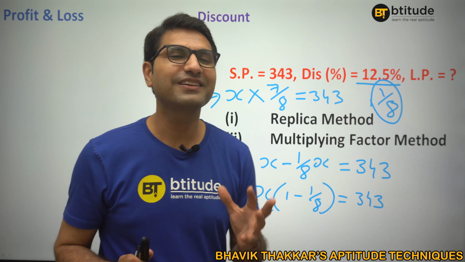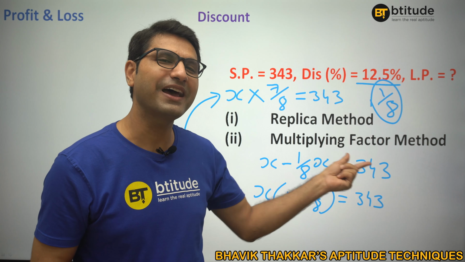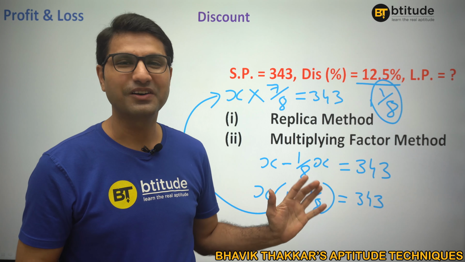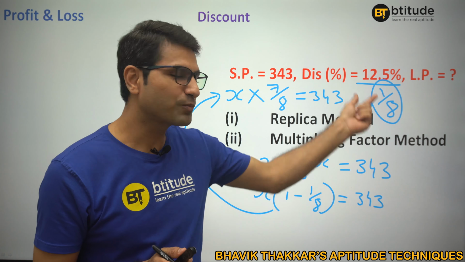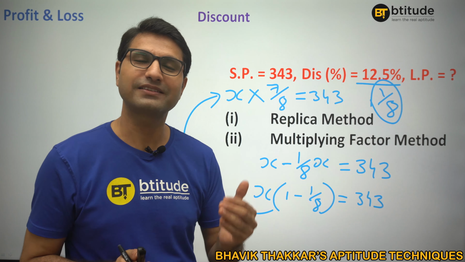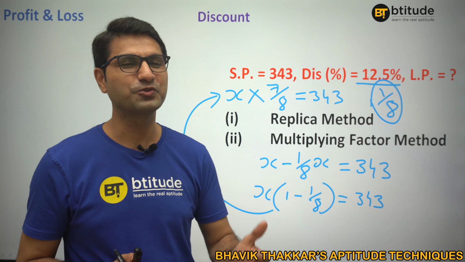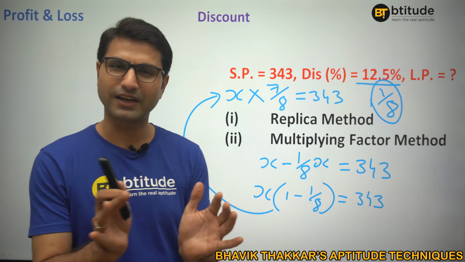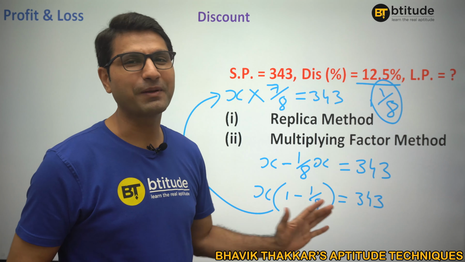So multiplying factor is where we logically understand with which number we should multiply our number to get that proportional change impact. If it was reduced by 1 by 8, you should multiply it with 7 by 8. If it is reduced by 1 by 3, you should multiply it with 2 by 3. If it is reduced by 2 by 5, you should multiply it with 3 by 5. We can understand that directly. That is what the multiplying factor is all about.